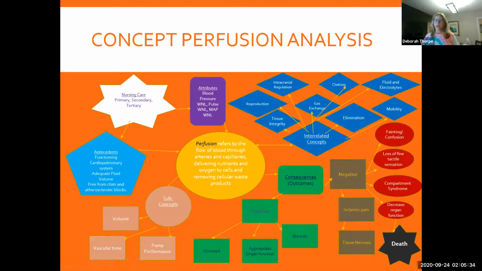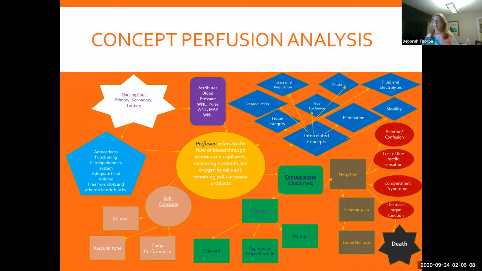And then up here you have the interrelated concepts. So these concepts, what happens in them, and what happens with perfusion and these different concepts, they all interrelate to each other. So they can affect change in each other. So concepts which work together to ensure a normal process, and they're concepts which, if depleted or impaired, can cause the negative consequences to occur.